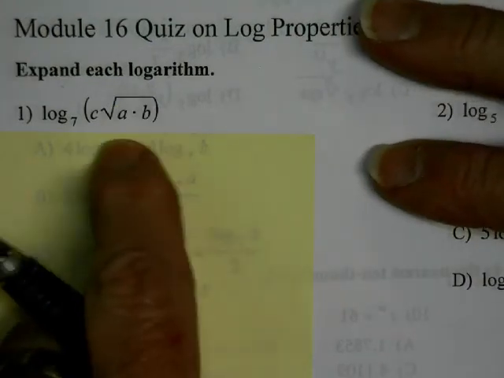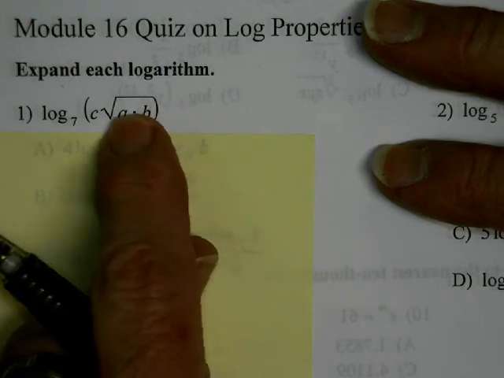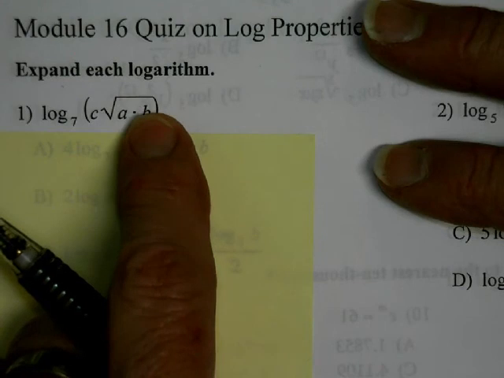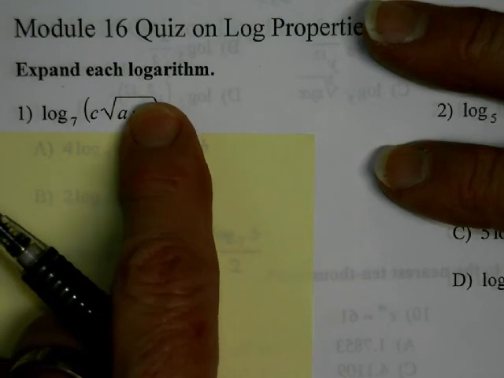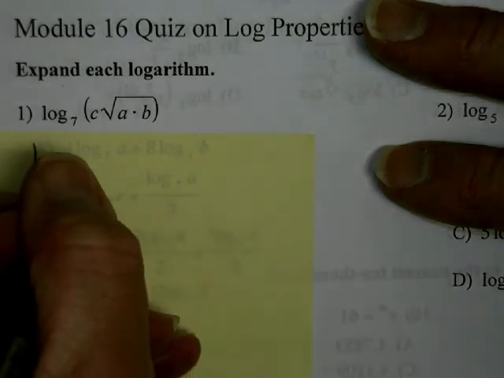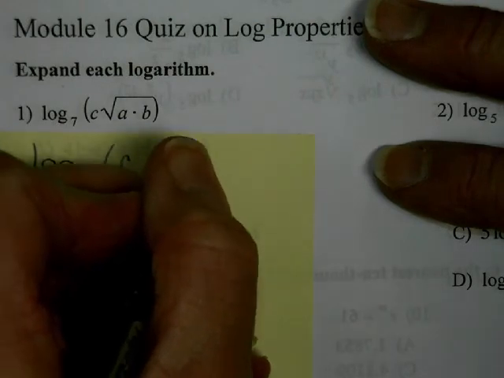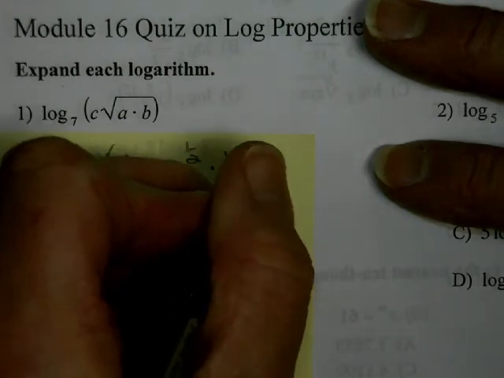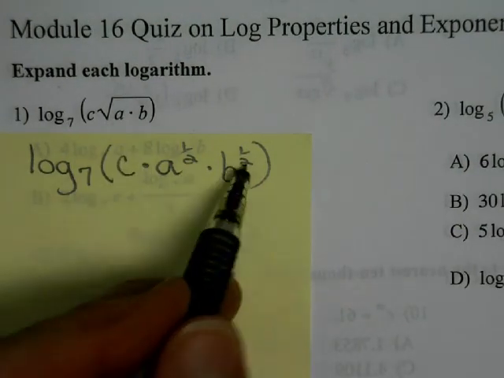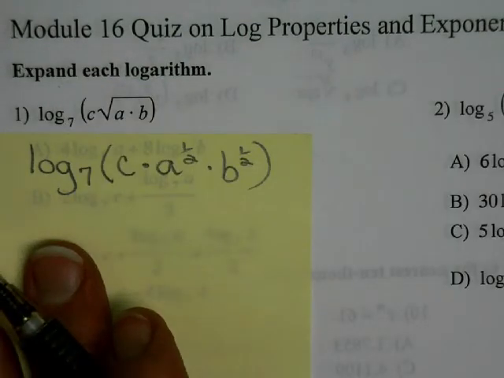Okay, the pickle is, though, I can't just pull out each one of these factors because these two factors are under the same square root. So I have to see this square root set as having exponents of 1/2 first. So it's c times a to the 1/2 times b to the 1/2. That's the secret sauce: because these are both under the radical, they each have a power of 1/2. That's the secret sauce to unlock this expansion of the logarithm.